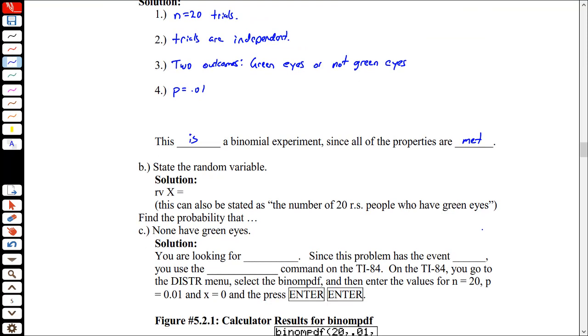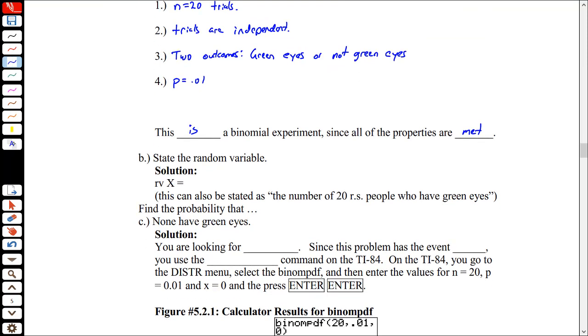So now what we'll do is we'll state our random variable. Okay. So the random variable x is going to be, remember, a numerical measure of the outcome. So even though we're asking a yes or no question, do you have green eyes, x is measuring how many people said yes. So the number of people with green eyes. Or you could say the number of the 20 randomly selected people who have green eyes. So first, let's find the probability that none of those people have green eyes. So what we're looking for is the probability that my random variable x equals 0.